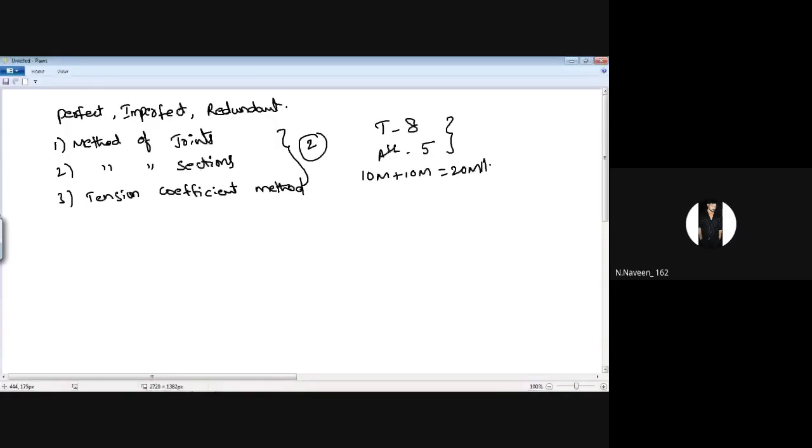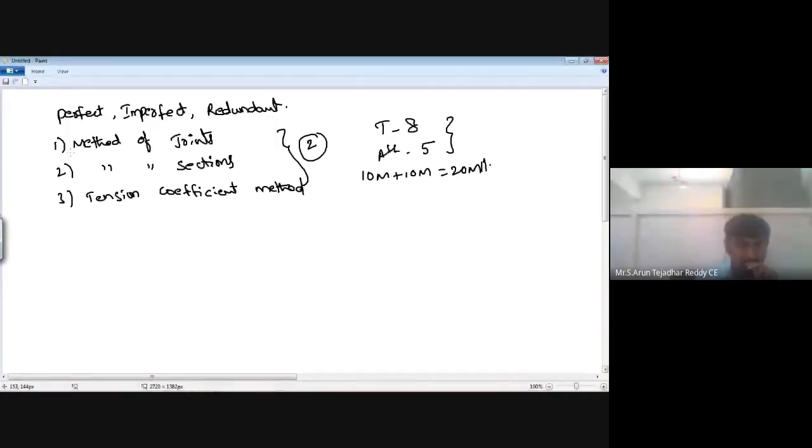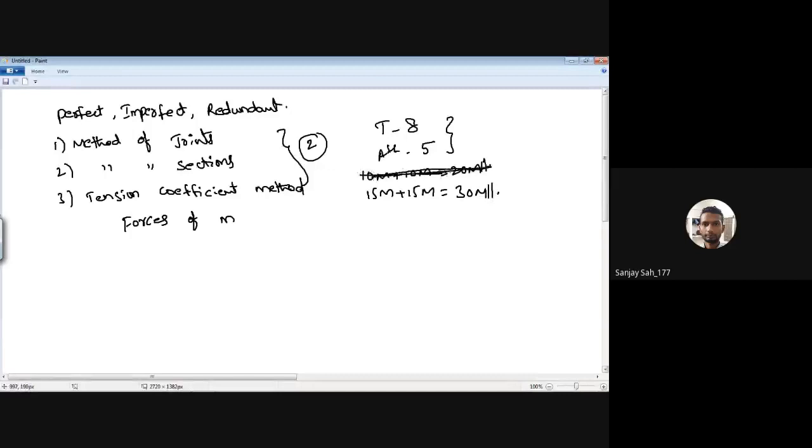I think you already know method of joints and method of sections from engineering mechanics. In joints, sections, and tension coefficient method, in these three topics, we need to find the forces. Each question carries 15 marks, so 15 plus 15 marks, it means 30 marks. We will get 30 marks from the first unit alone, in this question paper pattern.